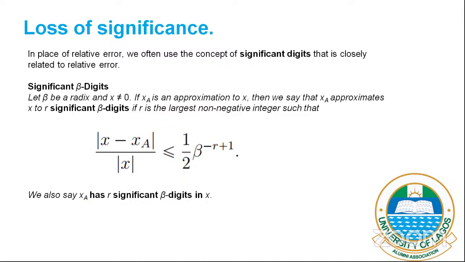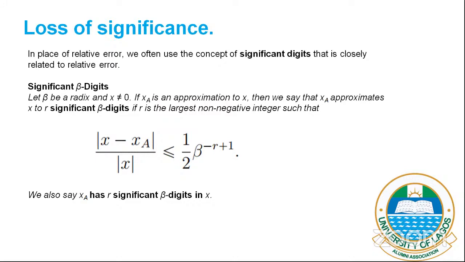Now, in place of relative error, we often use the concept of significant digits, which is closely related to relative error. Like I mentioned earlier, in number systems we have different number bases: binary, decimal, octal, and hexadecimal. In their own case they use this as radix, but I prefer to call it beta. So let beta be a radix and x is not equal to 0. Like I said, this condition would not hold if x is equal to 0.